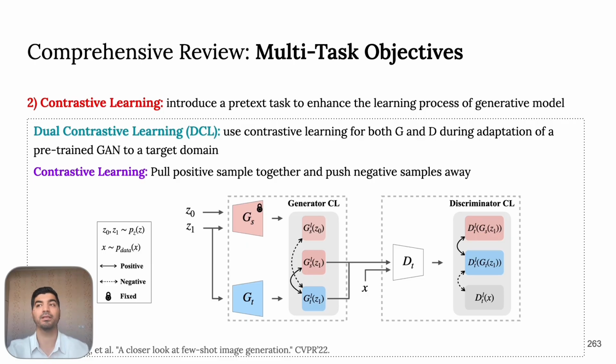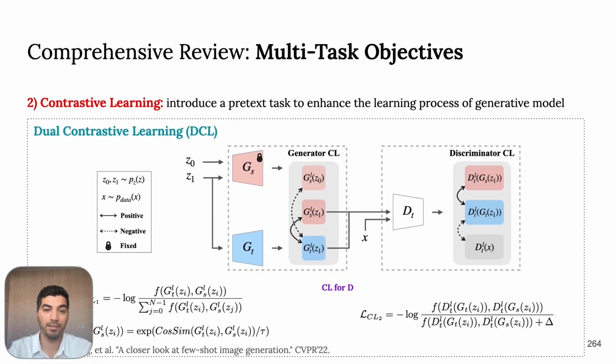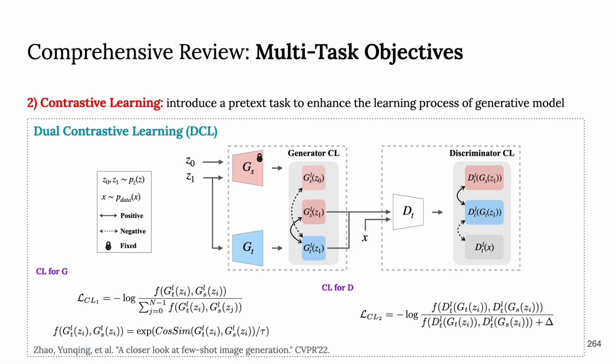In contrastive learning, usually we pull positive samples together and push the negative samples away in feature space. And here's the detail. For G, the generated samples for the same latent code with source and adapting generator are used as positive pair, and then generated samples for different latent codes are used as negative pair.